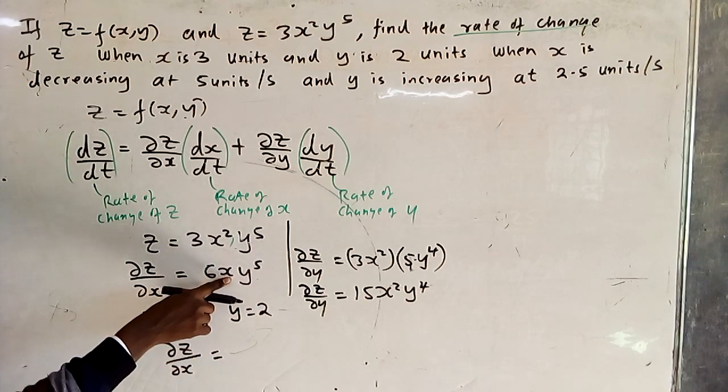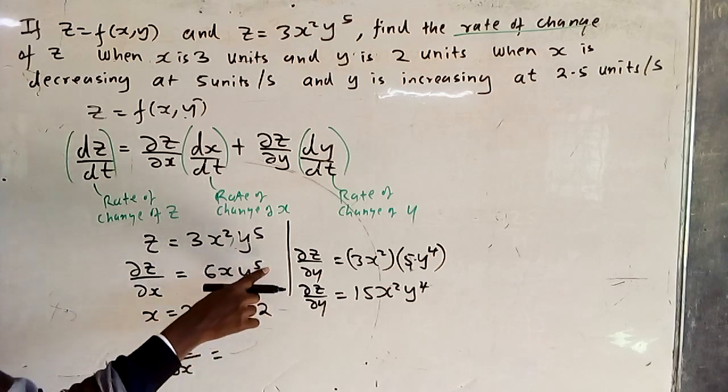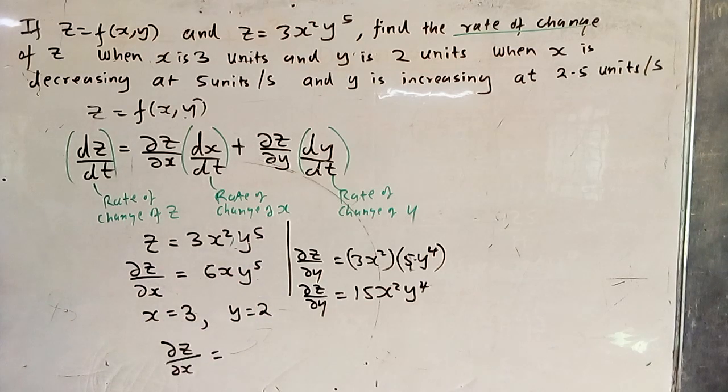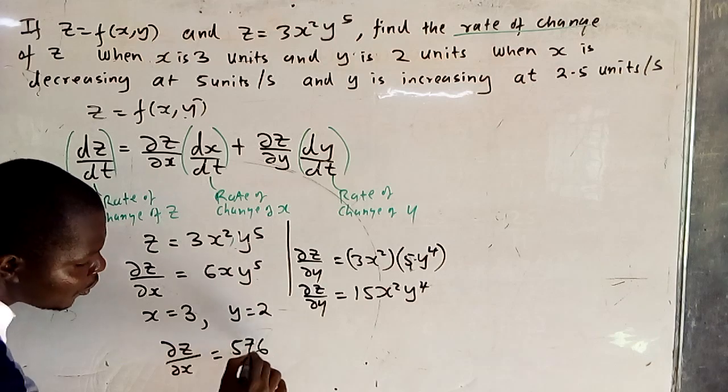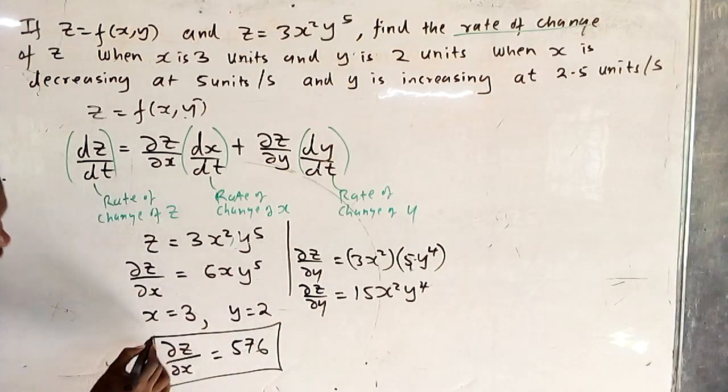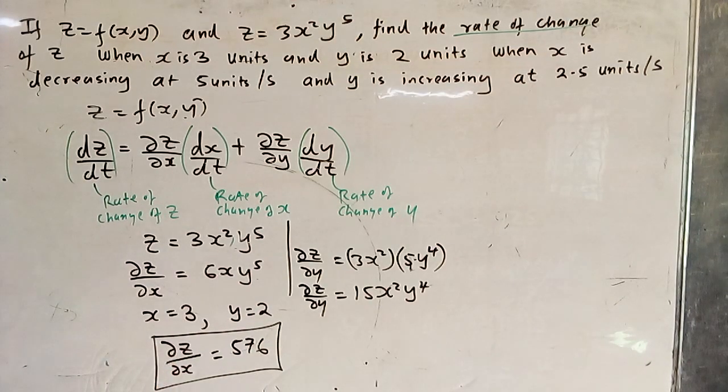So 6 times 3 is 18, then y raised to the power 5. 2 raised to the power 5 is 32, isn't it? What do you get? 18 times 32. That is 18 times 32, isn't it? 576. So we found the partial z with respect to x, isn't it?